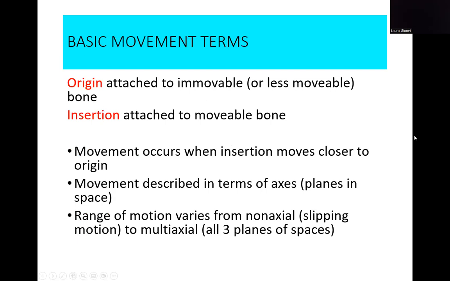Okay, so to go over some basic terms, origin is the bone that is going to be the immovable bone when the muscle contracts. So muscle is attached to two different bones. Otherwise, if attached to the same bone and the muscle shortened, nothing would happen, right? One is generally the immovable or less movable bone, and the other is the more highly movable bone. Origin versus insertion. Movement occurs when the insertion moves closer to the origin. Movement may be described in terms of axes, and range of motion varies.